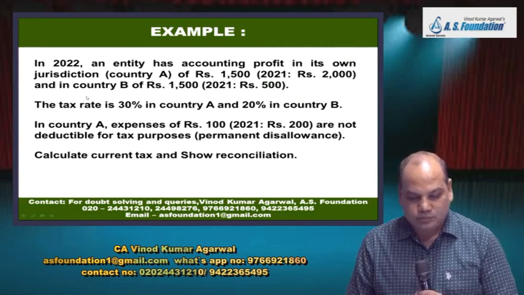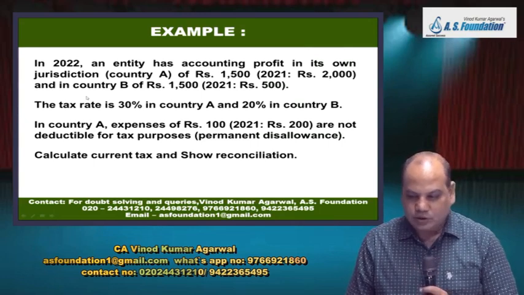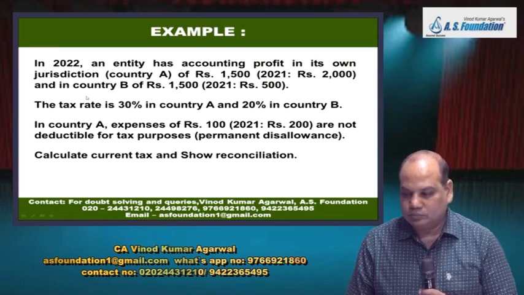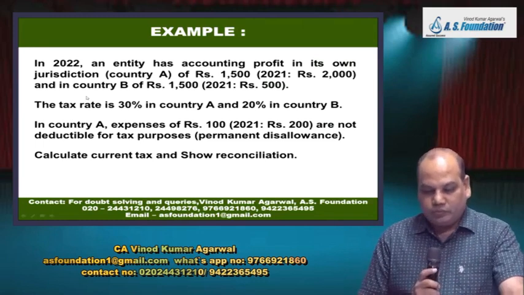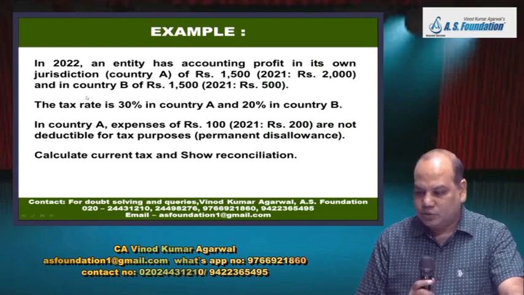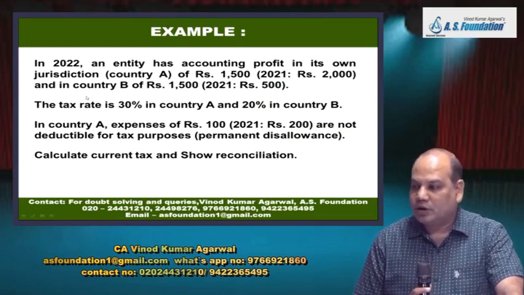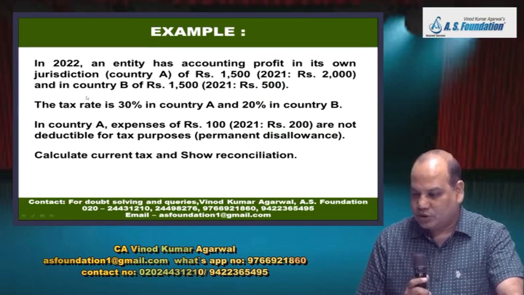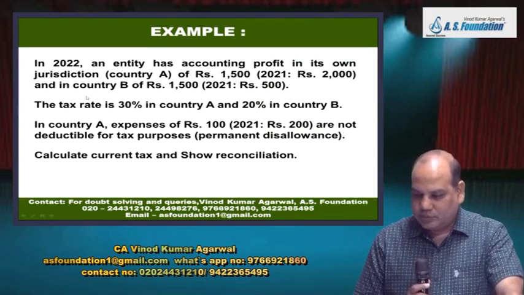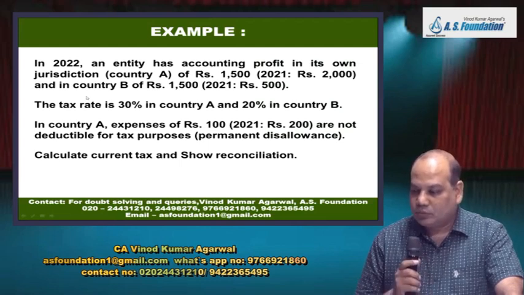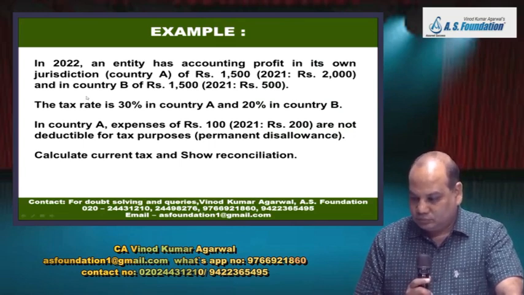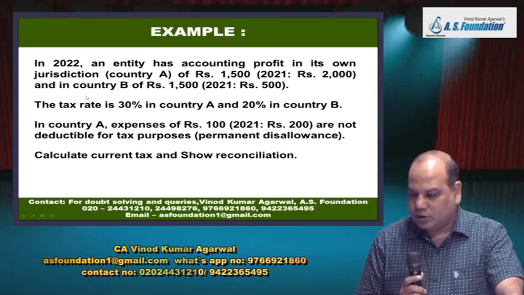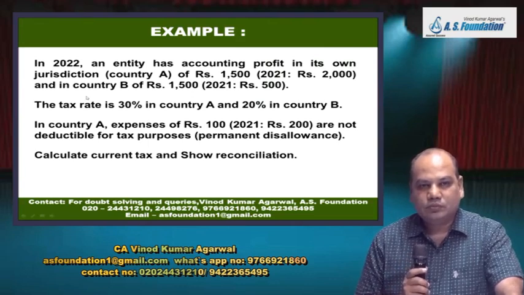In 2022, an entity has accounting profit in its own jurisdiction, that is country A, of rupees 1500. In bracket write 2021, that is year 2021, rupees 2000.